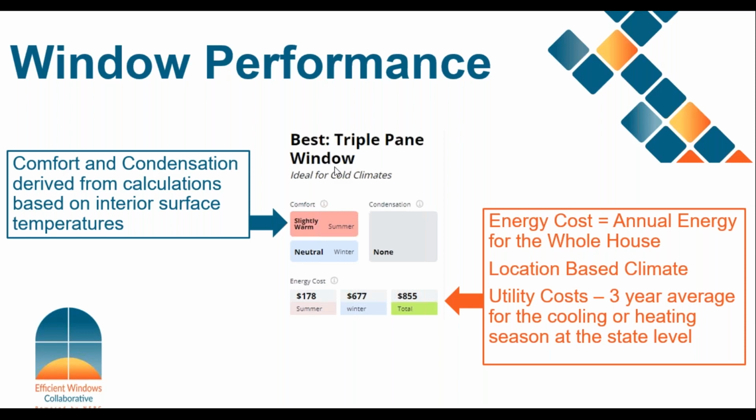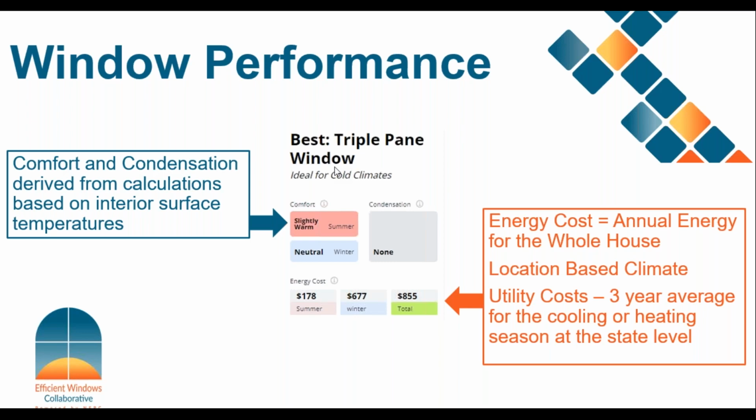So the Efficient Windows Collaborative worked with some experts and came up with a way to calculate comfort, and that is what we're reporting here. The condensation calculation is also done similarly at present. When our new condensation index rating gets fully rolled out, we will be implementing that back into this tool. But for now, this is still the old methodology that was used to determine whether condensation was going to occur.